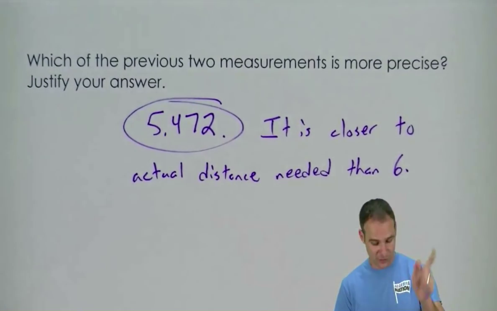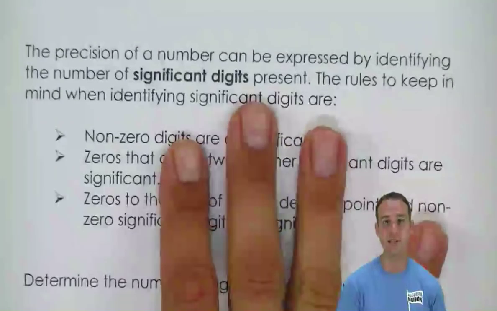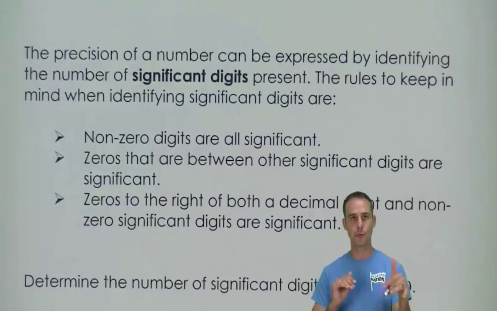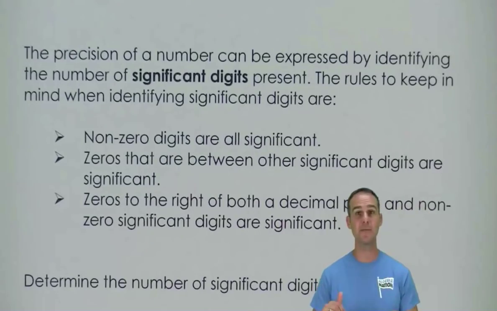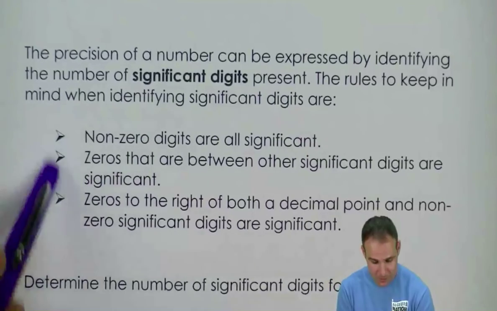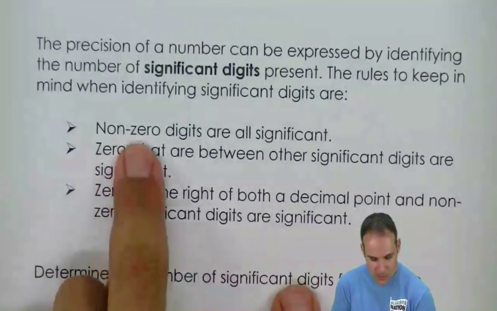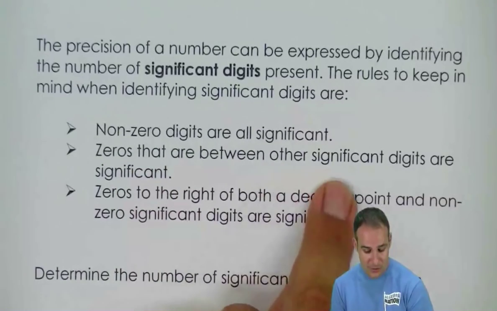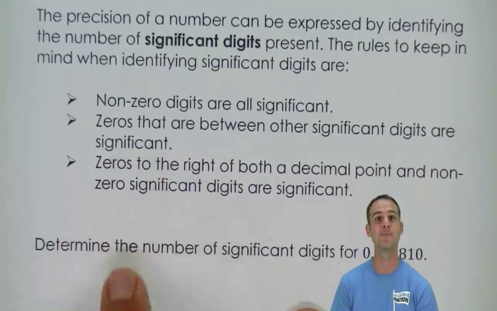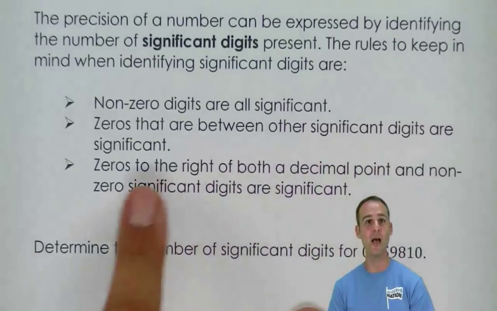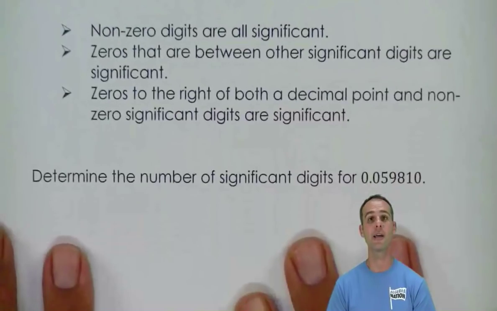Now, the precision of a number can be expressed by identifying the number of significant digits present. The rules to keep in mind when identifying significant digits are right here. So what are they? It says there's 3 of them you have to consider right now. Non-zero digits are significant. Zeros that are between other significant digits are significant. Zeros to the right of both a decimal point and a non-zero significant digit are significant.